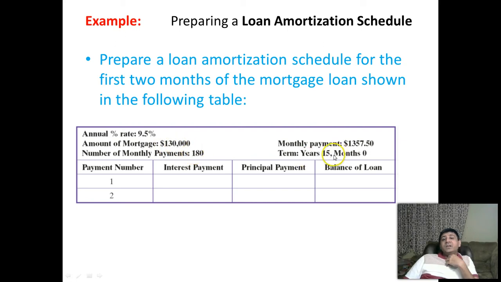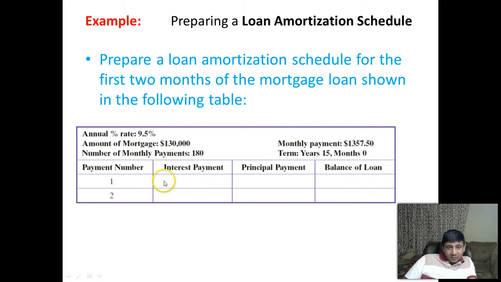Your loan is for 15 years. Your monthly payment is $1,357. Number of monthly payments: 180. Your rate is 9.5%. We want to find out how much we actually paid in interest, how much we paid toward the principal, and then the balance of the loan. We'll do it for 2 months and then I'll give you a general formula.